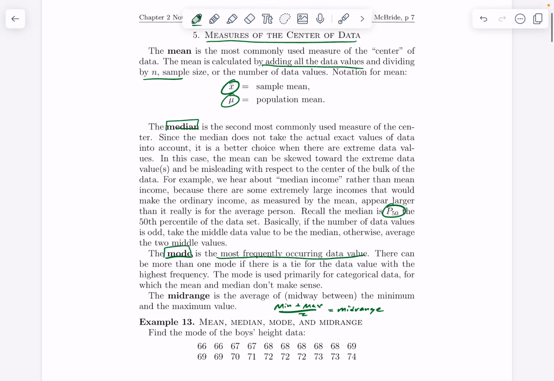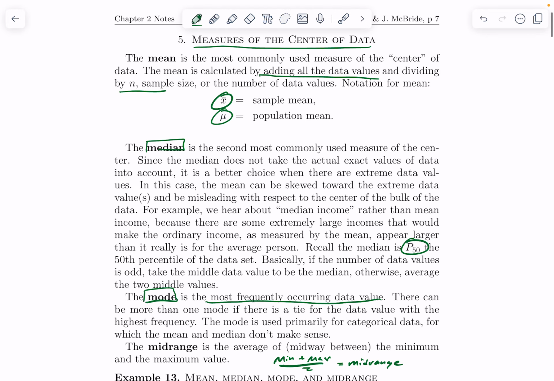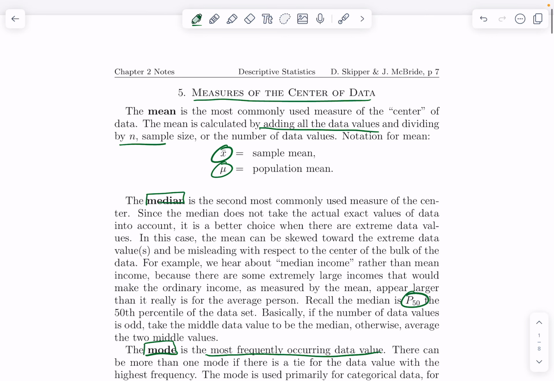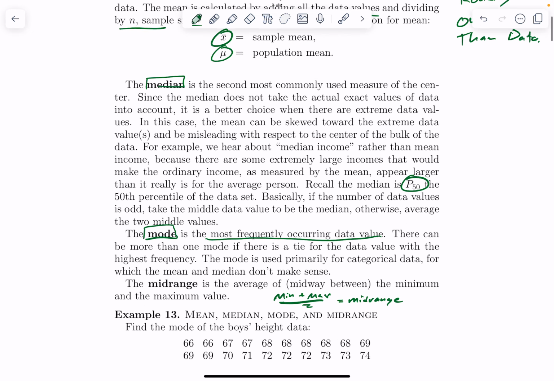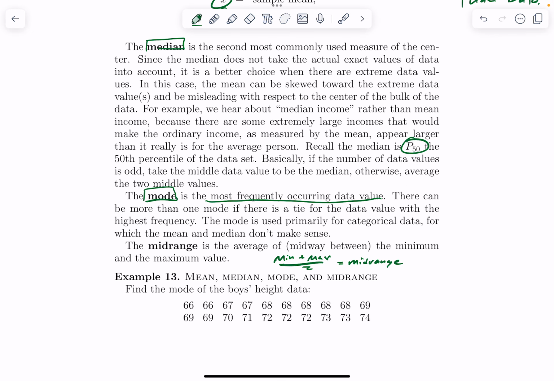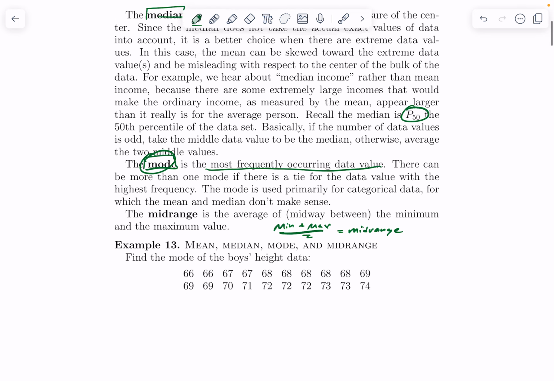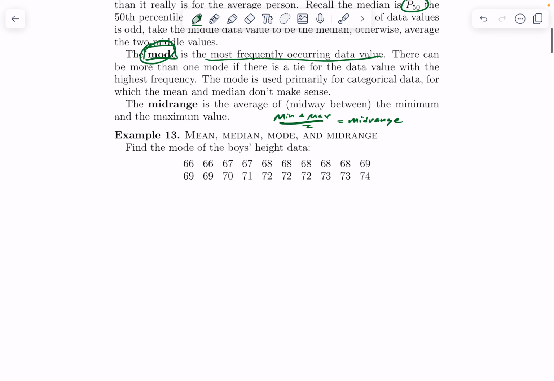Now rounding, we've talked about this a little bit before. The rounding procedure is going to be one more than where the data is rounded. So one more than the data, with the exception of the mode. The mode does not need to be rounded because it is one of the data values. Let's take an example here.